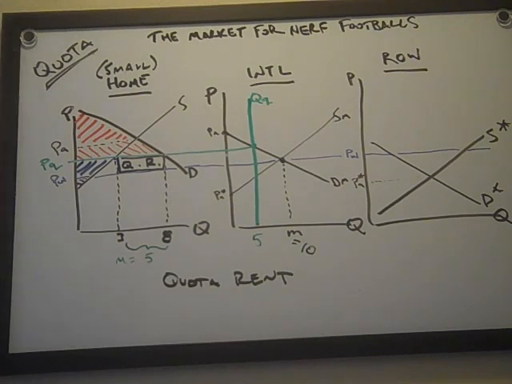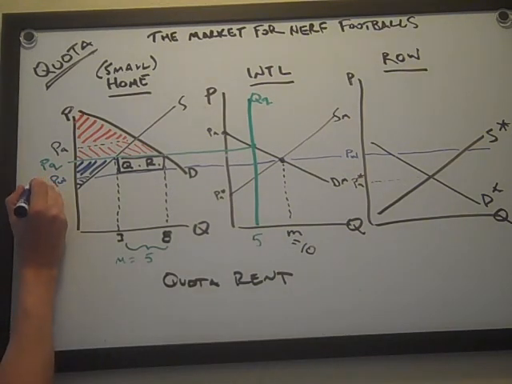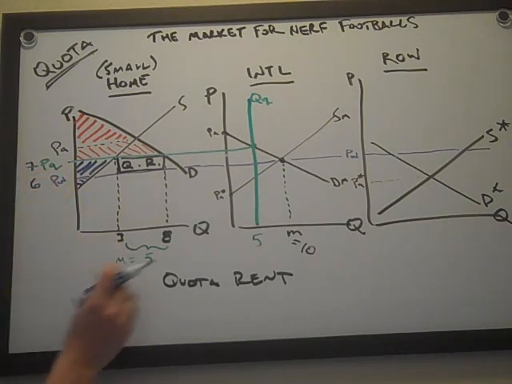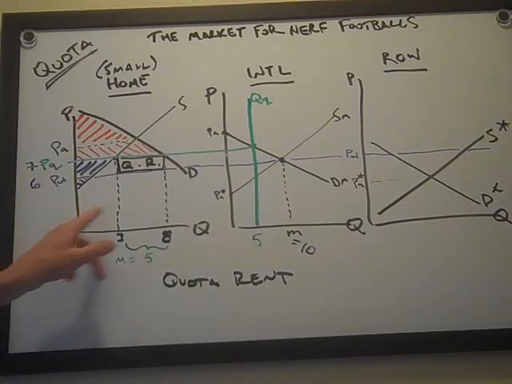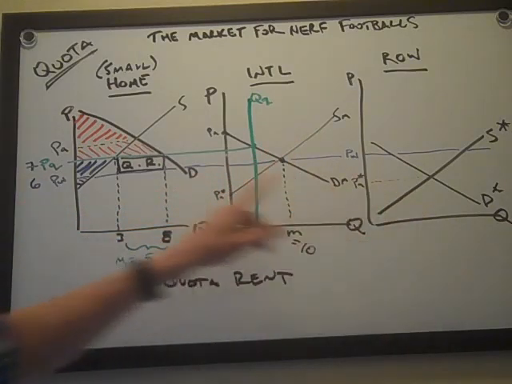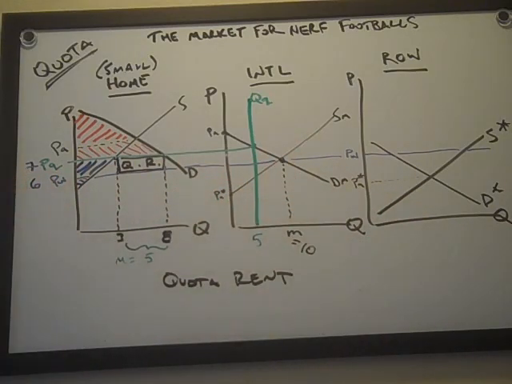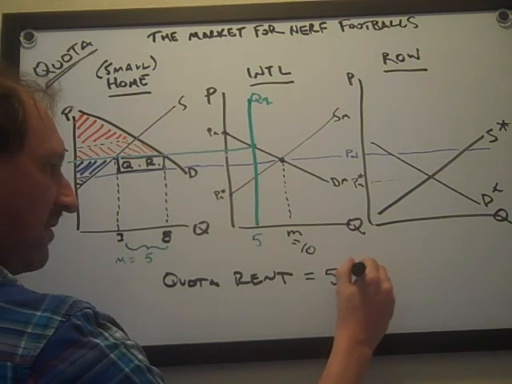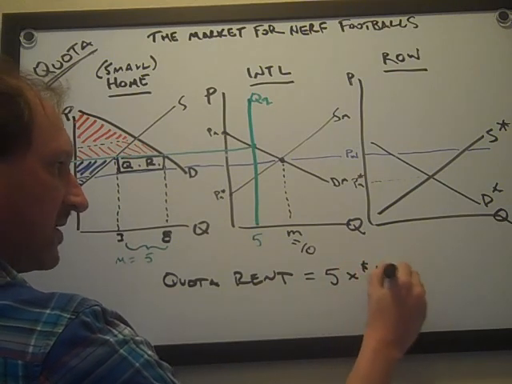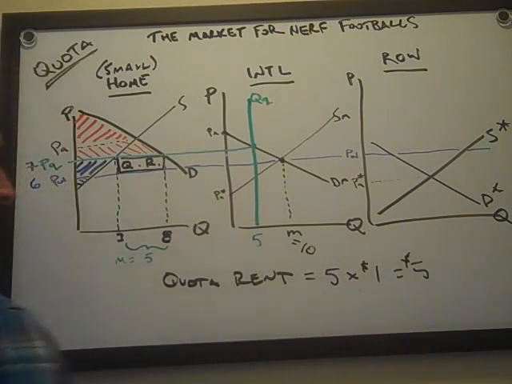If we put numbers on this, let's say they bought them at PW, that's $6, and they got to sell them at PQ, that's $7, and they got to sell 5 of them, they would be allowed by the home government to buy these units for $6, bring them over here, and sell them for $7. So the value of that is worth $5. Quota rent in this case is 5 units times $1 equals $5.